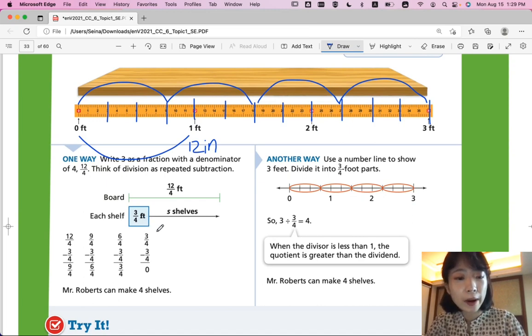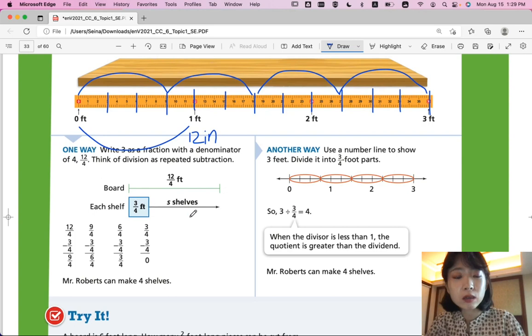Okay, so one way you can write 3 as a fraction with a denominator of 4 is 12 over 4. Think about division as repeated subtraction, and you're going to subtract 3 over 4 from 12 over 4 repeatedly. And you'll have 4 shelves after you subtract 3/4, 1, 2, 3, 4 times.